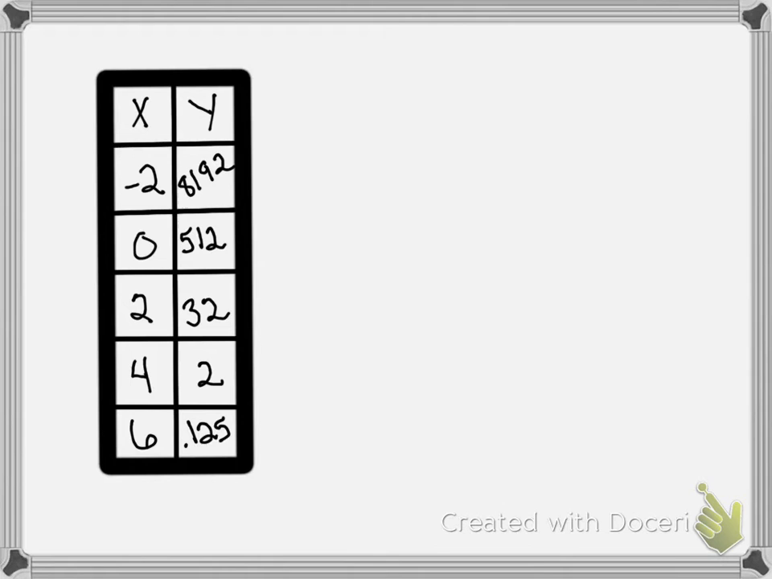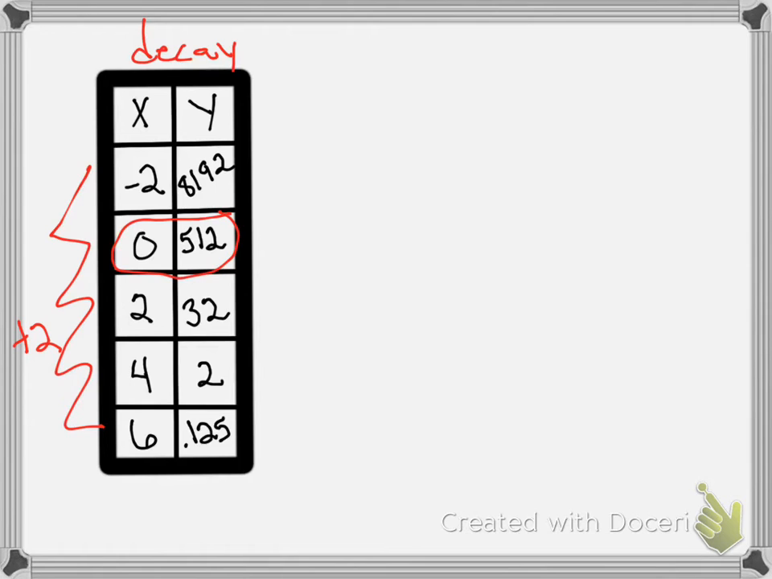So on this one, the x's are changing by 2's, okay? And we already have our y-intercept. It's 512. So that's one less thing for us to find in this problem. But what we've got to notice here is that as the x values are increasing in this table, the y values are decreasing. So this table is showing exponential decay.